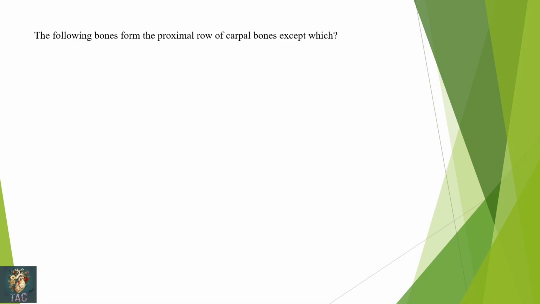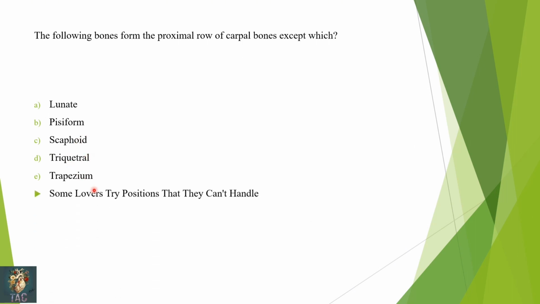The following bones form the proximal row of the carpal bones except: the lunate, the pisiform, scaphoid, triquetral and trapezium. So just remember this mnemonic: some lovers try position that they can't handle. S for the scaphoid, L for the lunate, T for the triquetral and P for the pisiform. So both trapezium and trapezoid are in the second row, and the correct option is E. It is not present in the proximal row.